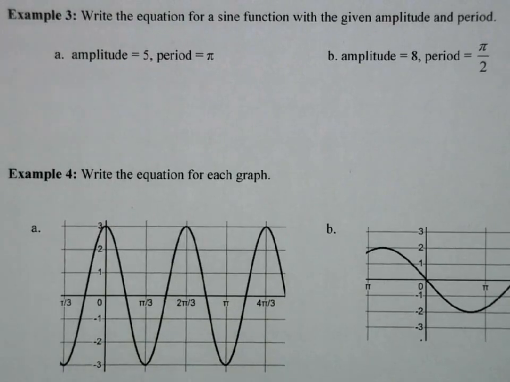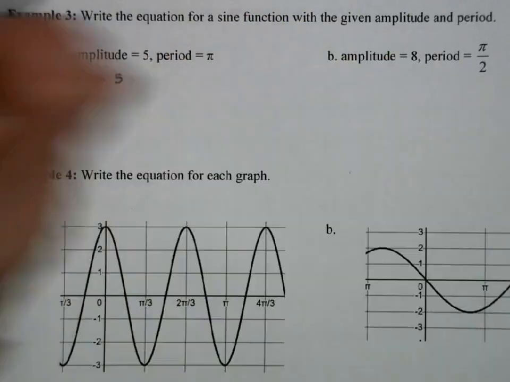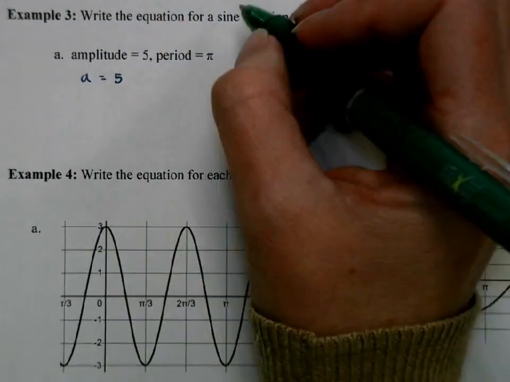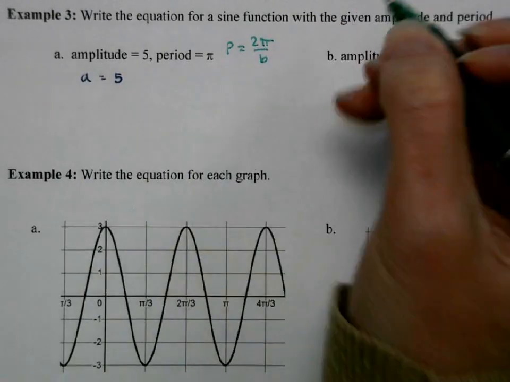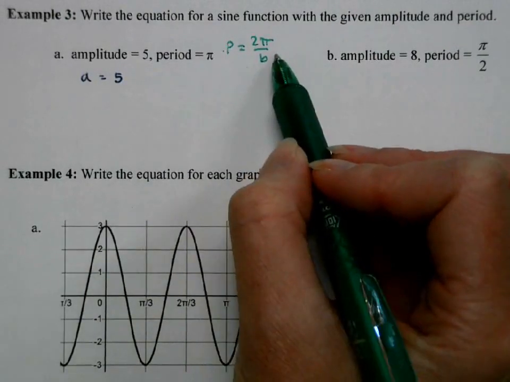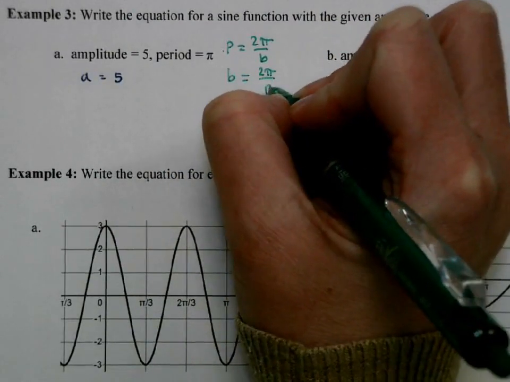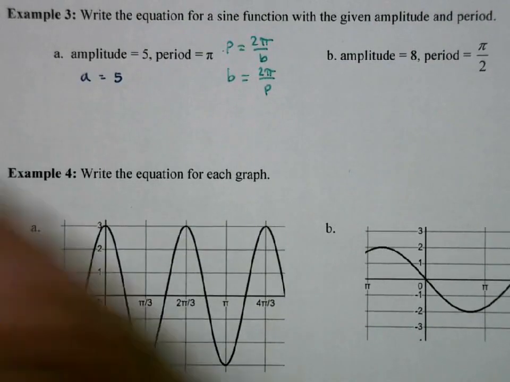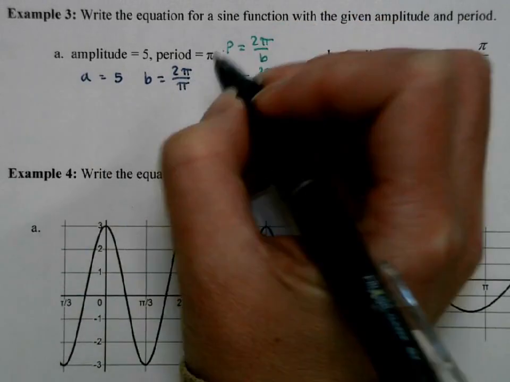Next, we're going to be writing an equation given some different information. So we're going to write an equation with an amplitude of 5 and a period of pi. So my a is going to be 5. And just off to the side, I'm going to make a note. My period is equal to 2 pi over b. If I multiply over b and divide over the period, the b value I'm trying to find is going to be 2 pi divided by the period. So my b is going to be 2 pi divided by my period of pi, which is 2.